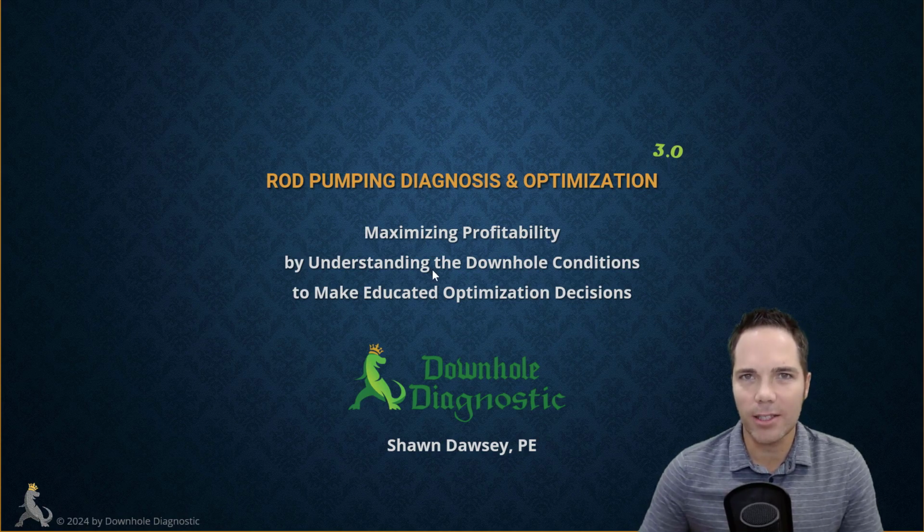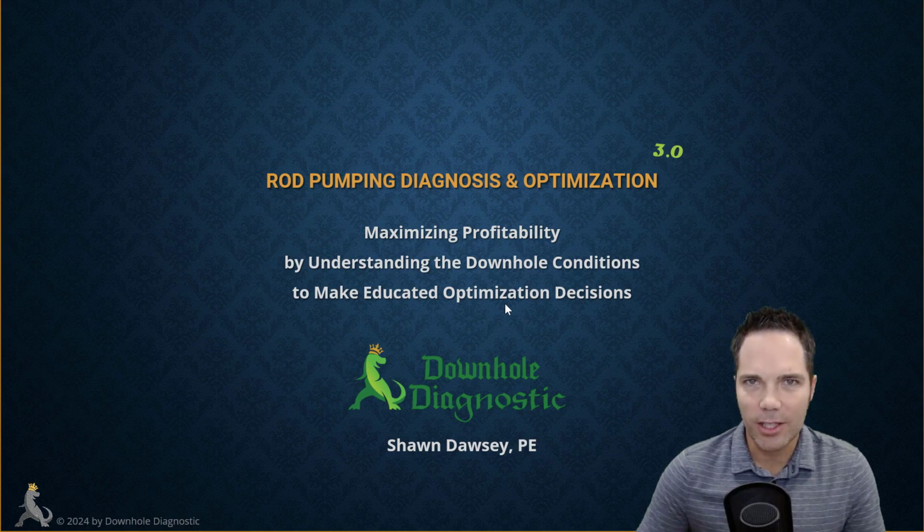We have two diagnostic tools that we're going to go into depth on: our fluid level gun and our dynamometer system. By understanding what's happening downhole and tying in that information with our knowledge of rod pumping systems, we can make educated optimization decisions to extend run life, but also to maximize the profitability of our wells. If we understand what's happening downhole, and how rod pumping systems work, we can maximize the profitability of our wells. And that is what we are going to do.